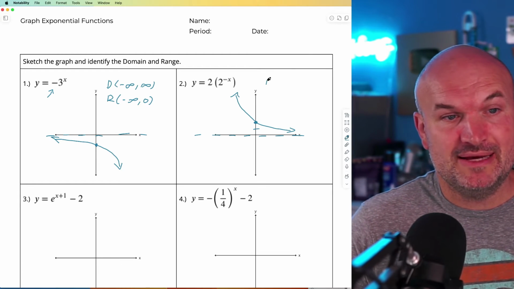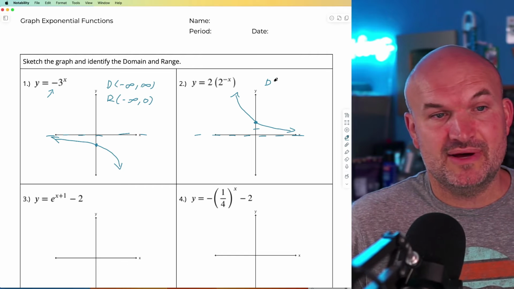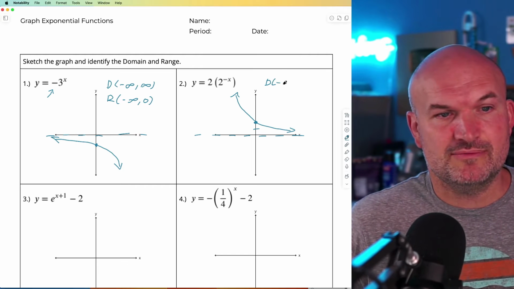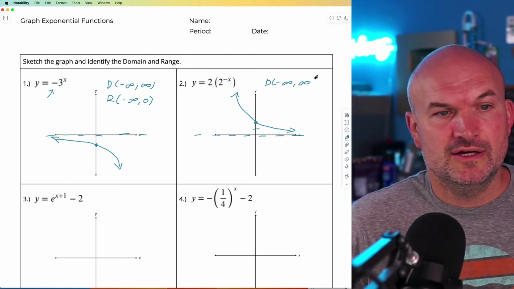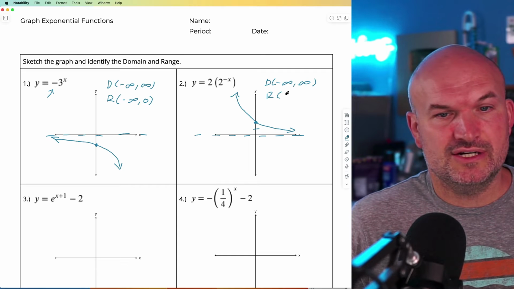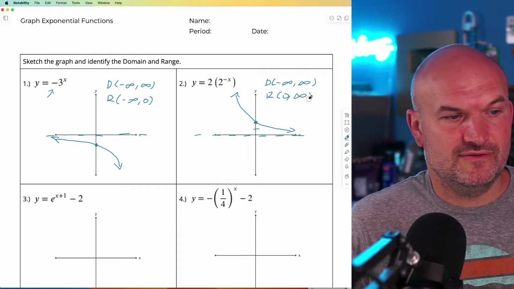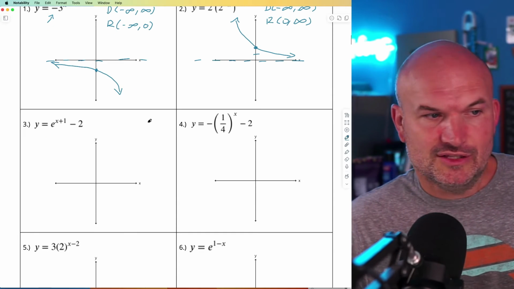My domain is not going to be impacted, and my range is actually not going to be impacted from the original parent graph. So my domain would be -infinity to infinity, and my range here is going to be 0 to +infinity. All right, look at the next one.